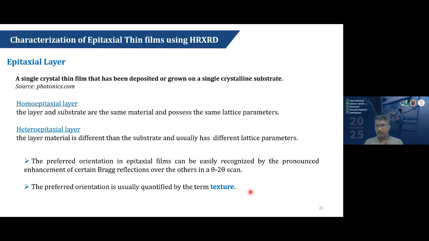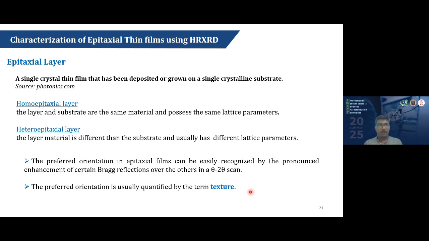That means the lattice mismatch between the film and the substrate is very low, or the film can be strained to match the lattice constant of the substrate. Whereas in the case of heteroepitaxial thin films, the thin film material and the substrate material are different. In this case, if the lattice mismatch between the film and the substrate is very large, the film will grow in a largely relaxed manner.